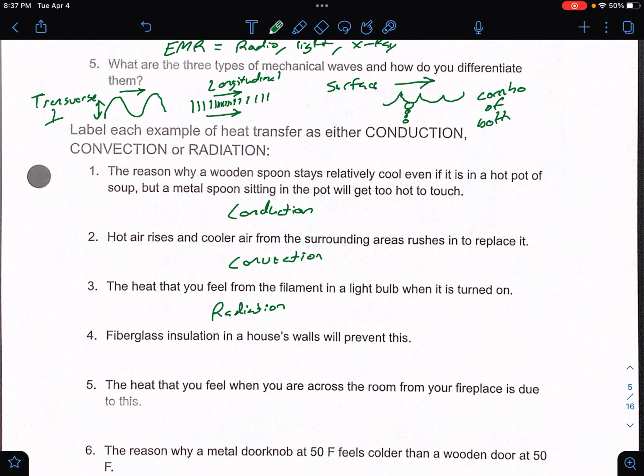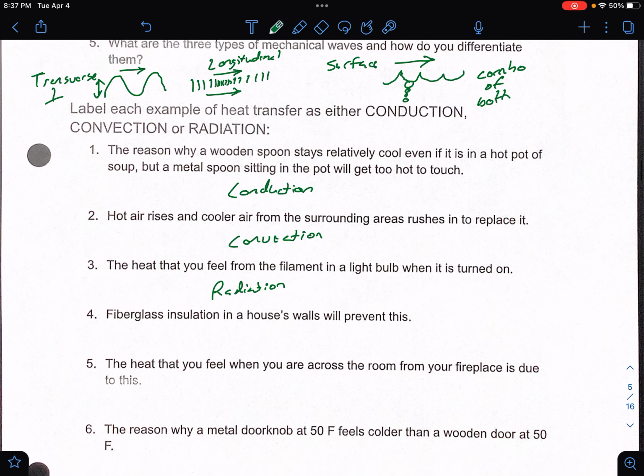Number 4, fiberglass insulation in a house's wall to prevent this. Okay, so the reason why we do that is you want to block out convection. You want to block that basically transfer of cool or hot air from the outside. If it is cold outside, the last thing you want is that cold making its way inside. So that is what insulation does, it stops that convection.